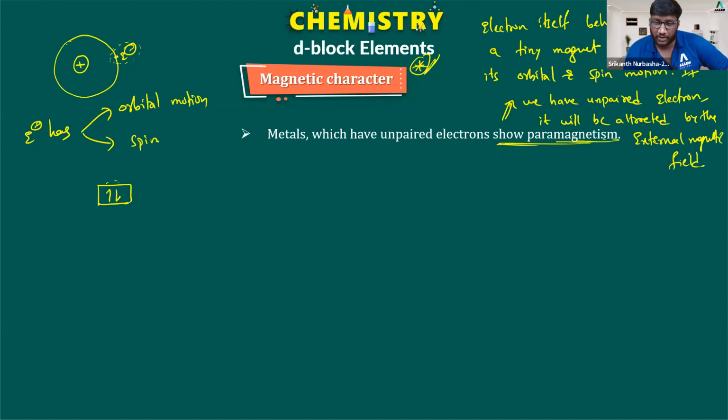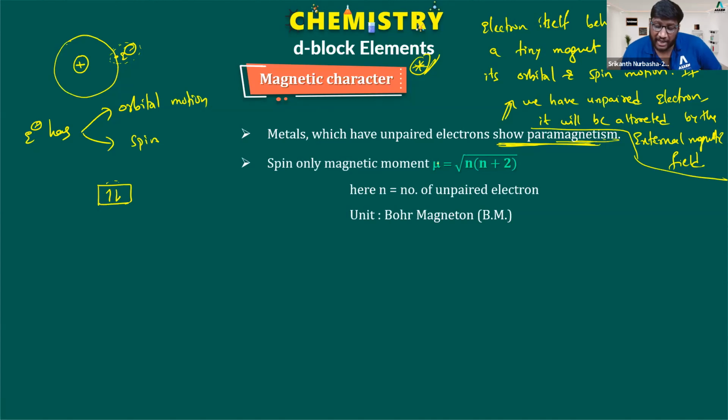These are very logical points. Unpaired electrons, wherever you have them, behave as tiny magnets, so they are going to be attracted by the external magnetic field, which is like a bar magnet. So metals which have unpaired electrons show paramagnetism.